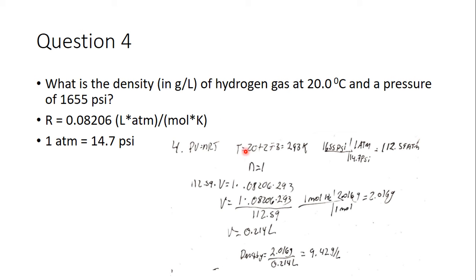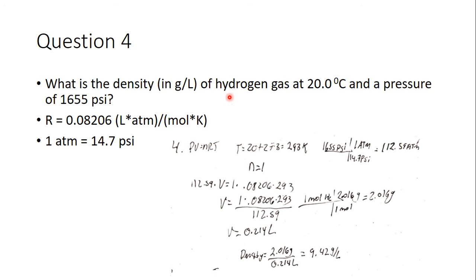So here's the temperature going to Kelvin. Here's my psi going to atmospheres. And I just say, you know what? I'm going to say we have 1 mole. So what's the volume when we have 1 mole? So PV equals nRT. Plug in my variables, solve for volume. I get 0.214 liters.